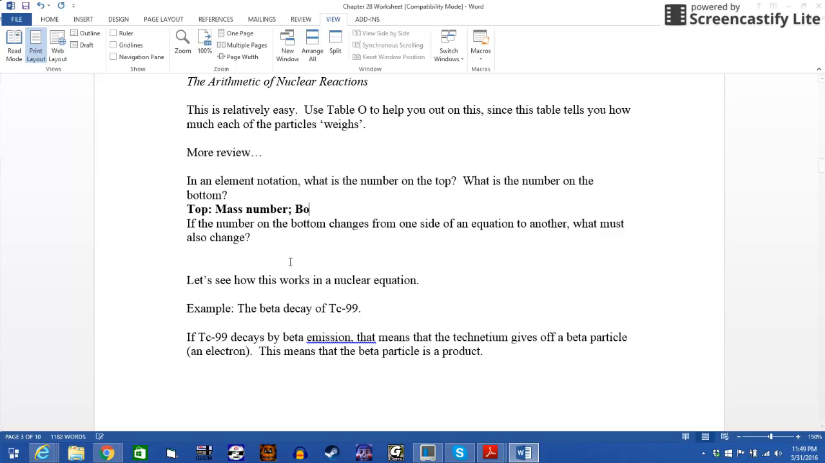Bottom is the atomic number. It's really the nuclear charge. That's why for a beta particle or an electron, we can put a -1 there. It's not really an atomic number for an electron, but the charge of it is -1. So that's the important part here. The number on the bottom changes. What has to also change, and that would be the element has to change. So while this isn't alchemy, we're still changing one element into another because of nuclear changes.